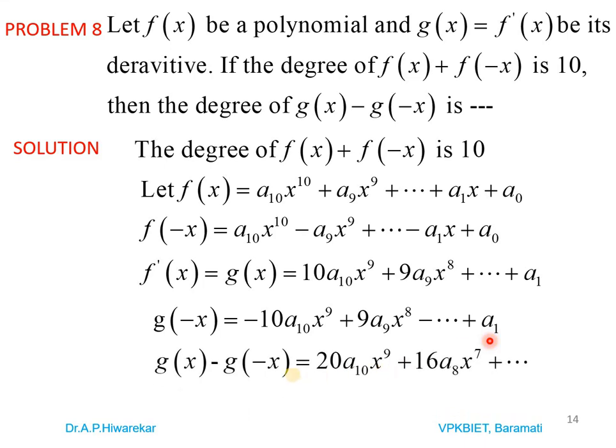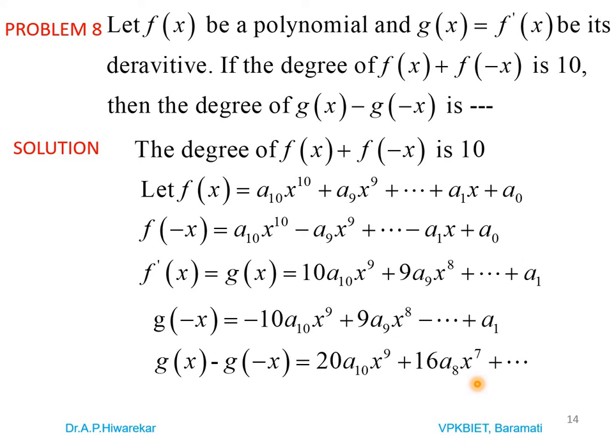So, g(x) minus g(minus x) will be, we have to just subtract this term from this. So minus of minus will be plus. That's why it is 20a10 into x power 9. This term will get cancelled because this is with plus sign, we are subtracting this. That way, the next term will be 8 plus 8, that gives 16a8 x power 7.